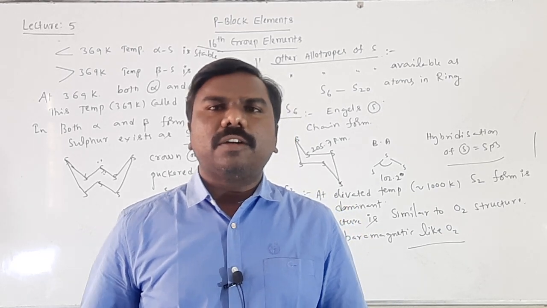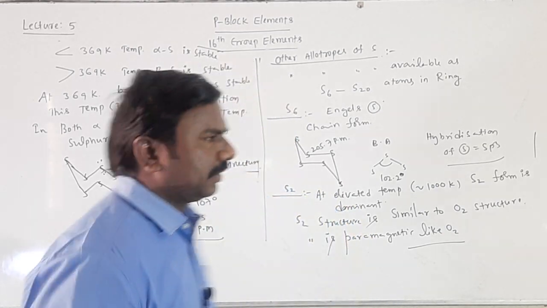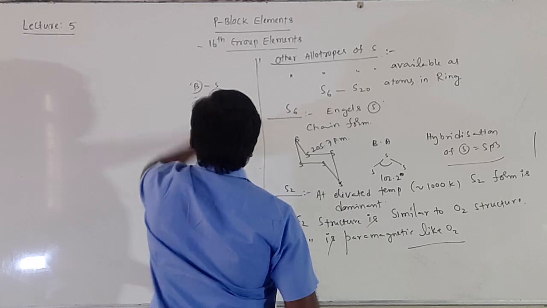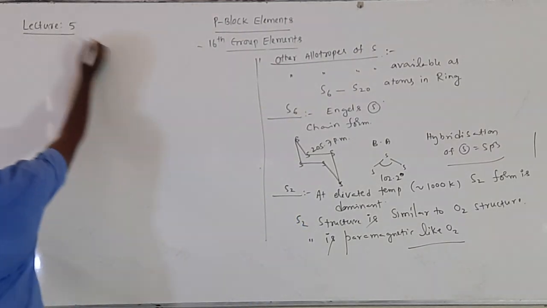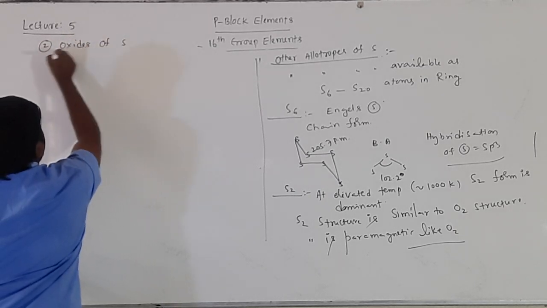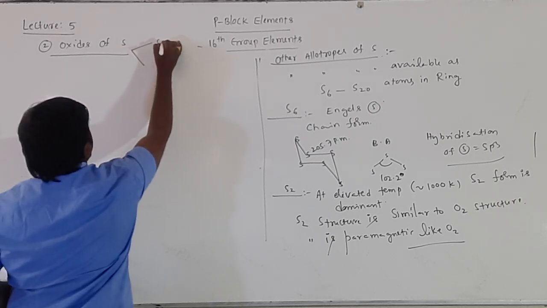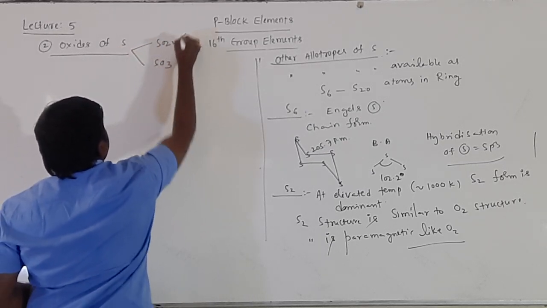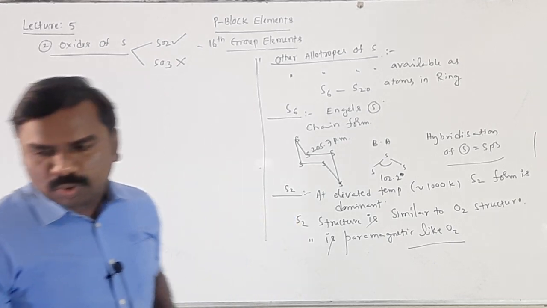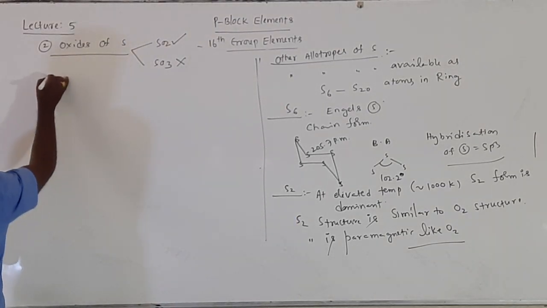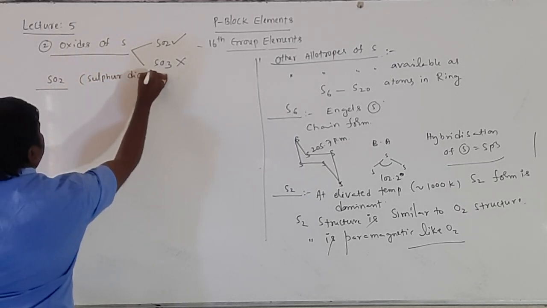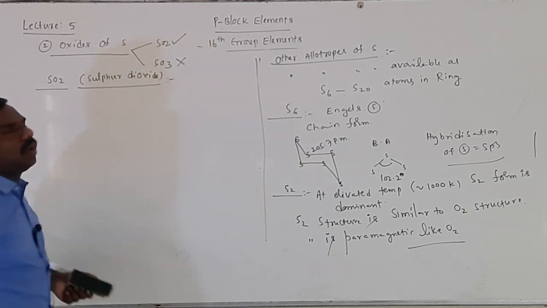Now, the second compound of sulfur is oxides of sulfur. There are two oxides, one is SO2, another one is SO3. SO2 is given in our syllabus, SO3 is not given in our syllabus. We will start with SO2, sulfur dioxide.